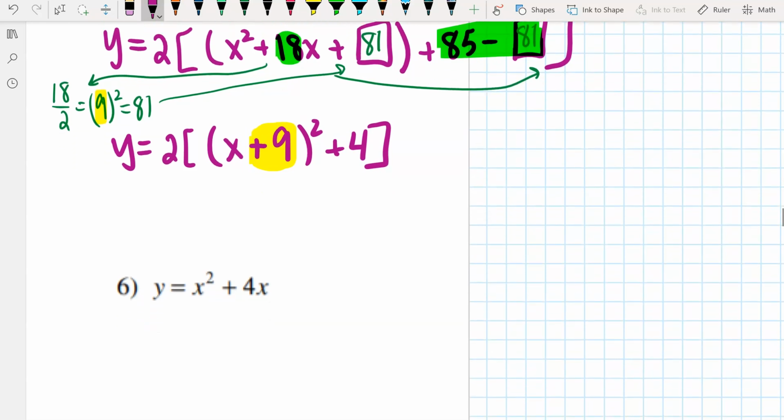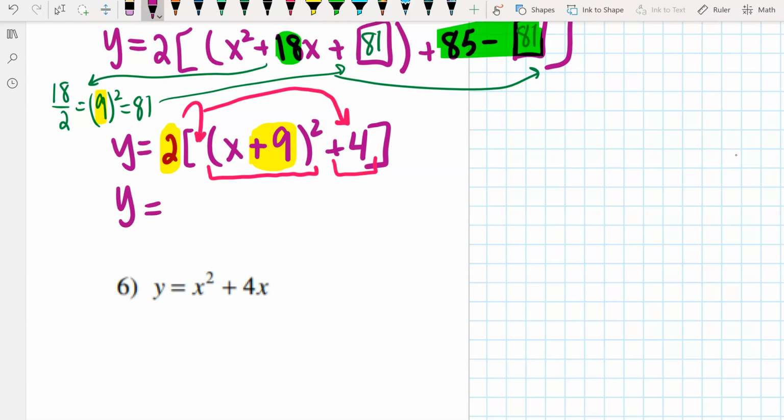So now we are almost done. This is that distribution step. So now we have to take care of this 2 that we took out, because this is not in vertex form yet, because vertex form doesn't have brackets. So now we're going to take 2 and we're going to distribute it inside to the front of the parentheses and the 4, because we have a term here and we have a term here. We do technically only have 2 terms inside, so both terms get the 2.